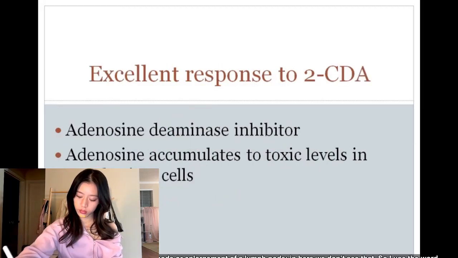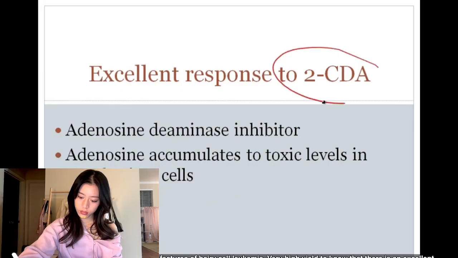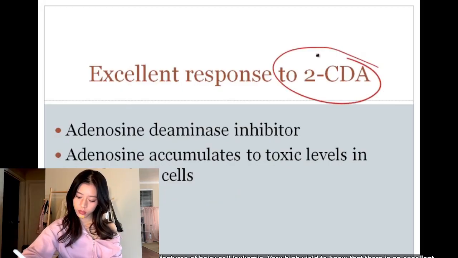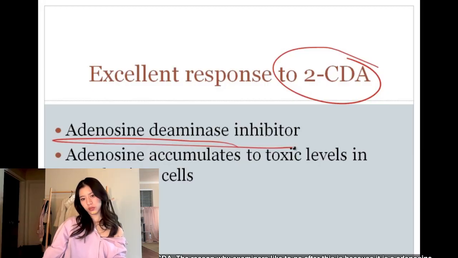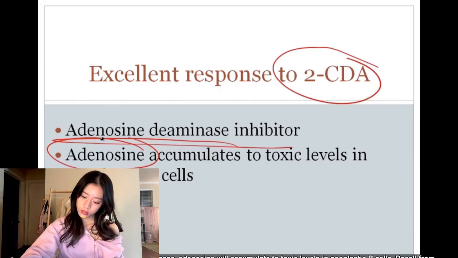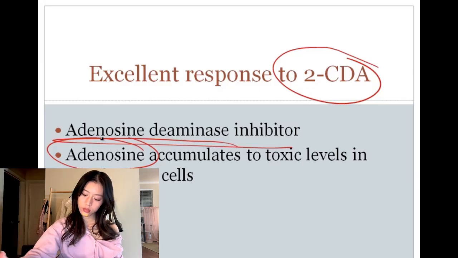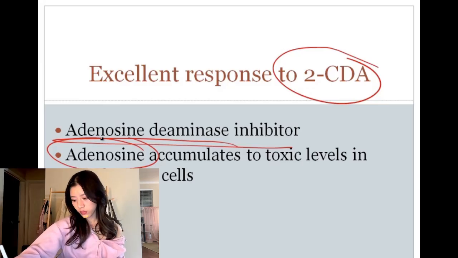Very high yield to note that there is an excellent response of hairy cell leukemia to a drug called 2-CDA. The reason why examiners like to go after this is because it is an adenosine deaminase inhibitor. If we inhibit adenosine deaminase, adenosine will accumulate to toxic levels in neoplastic B cells. Recall from biochemistry that adenosine deaminase is actually part of the purine degradation pathway. If we block adenosine deaminase, then obviously adenosine would accumulate, which would then result in death of the neoplastic B cells.